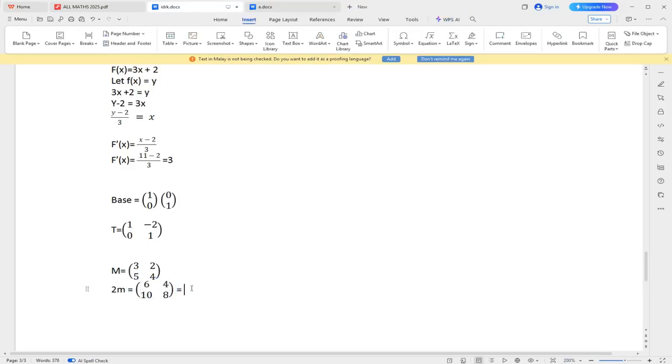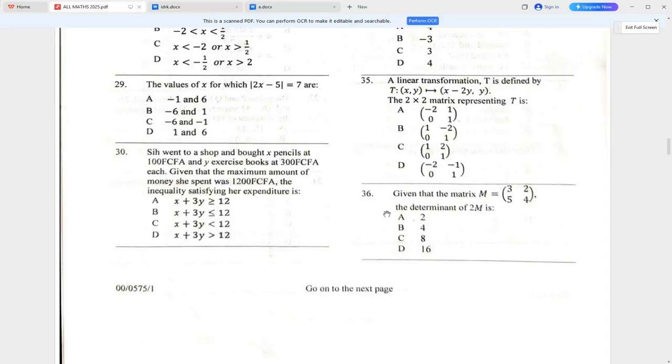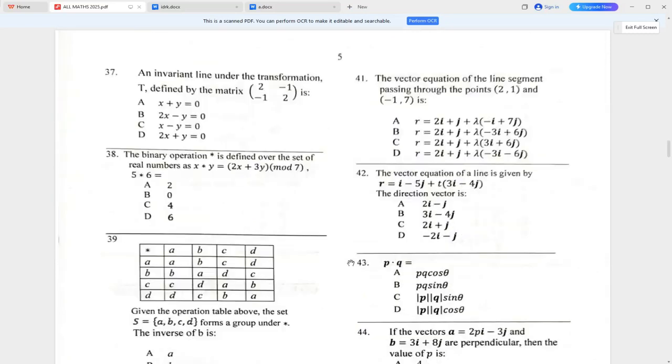Now the determinant of this is going to be 6 times 8, which is 48, minus 4 times 10, which is 40. This is equal to 8, and that's the determinant of 2M. We have 8, which is A for question 36.